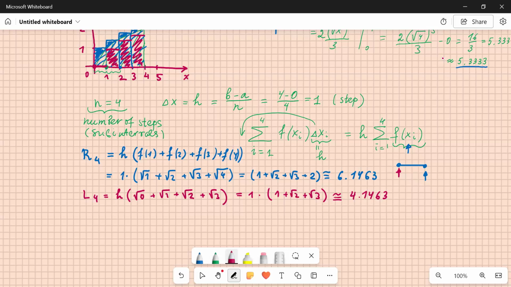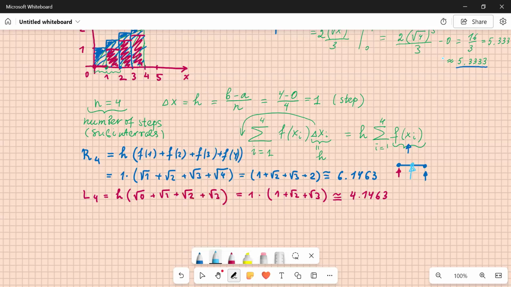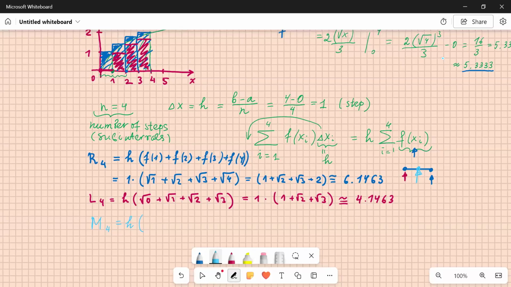Now, what if I choose not the left point or right point, but I choose a middle point? I'll need a different color. Let's choose a middle point, middle point, middle point over here. How is everything going to change? Well, for the middle point, we are going to label it as M. Still we have 4 subintervals or 4 steps. We still are going to have h. What is going to be the middle point on each of these subintervals? Well, let's look at the picture. So my first middle point is going to sit over here, right? And that's going to be 0.5. My second middle point is 1.5. Third middle point is 2.5. And the fourth middle point is 3.5.